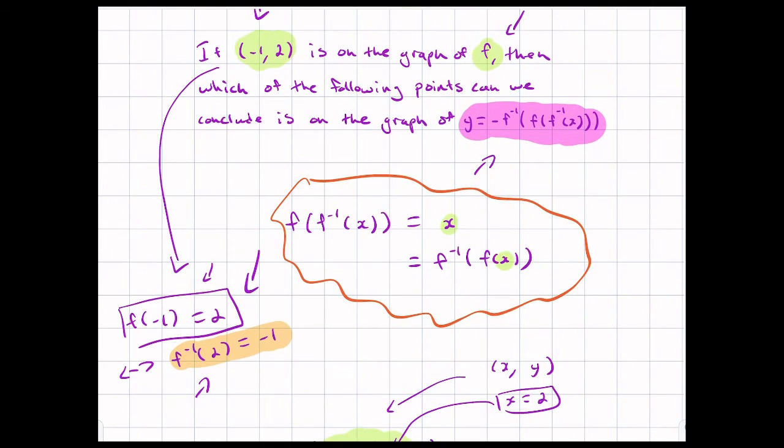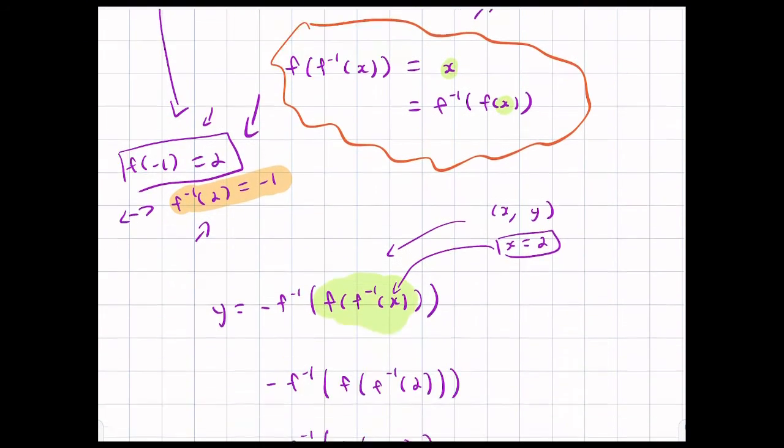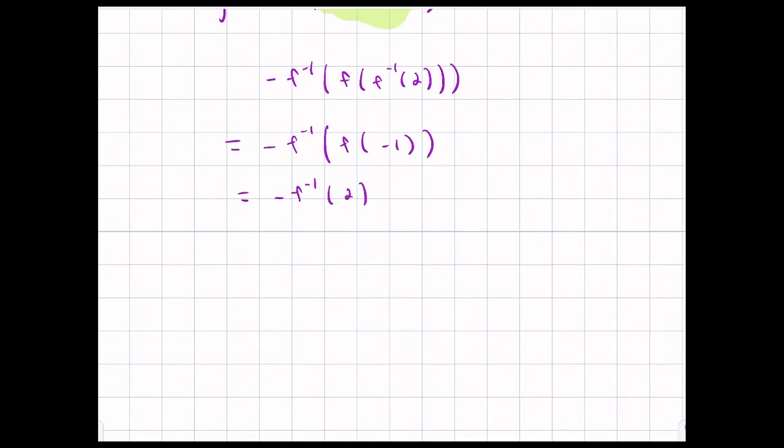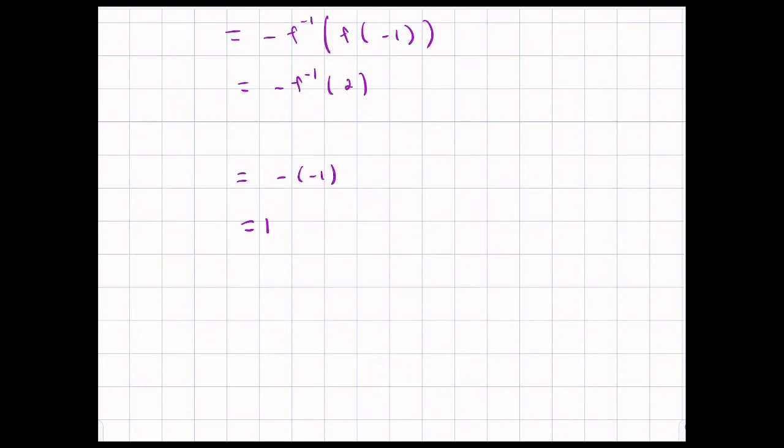And then I know that f inverse of 2 is -1, just applying this again. So this is negative 1, which is equal to 1. So I know that the point (2, 1) has to be on the graph of this function.